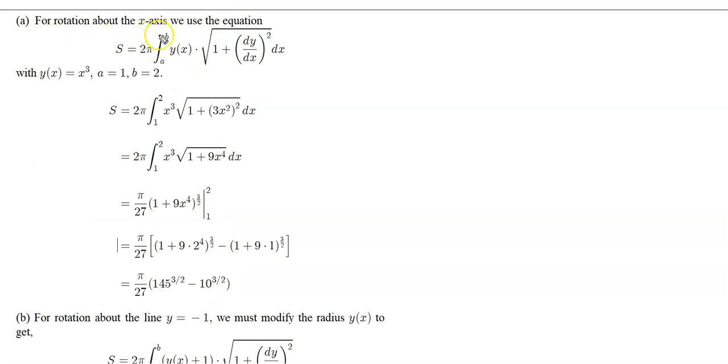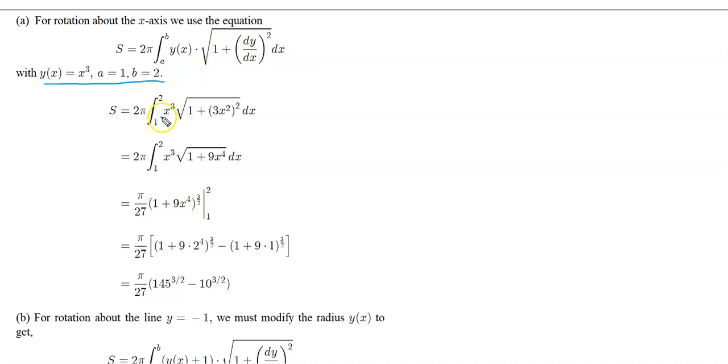So for rotation around the x-axis, recall that we want to use this formula right here. Previously we may have written this as the integral of f of x times the square root of 1 plus df dx squared, but of course y equals f of x, so it's the same formula. In this case, y equals x cubed, a is 1 and b is 2. So we just have to plug this information into our formula and evaluate it.